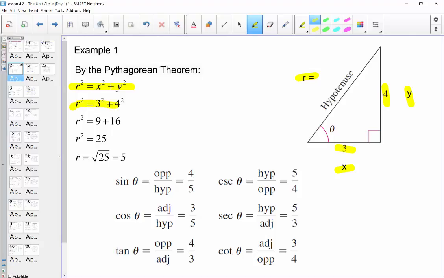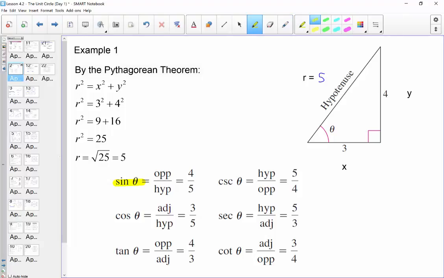So if we substitute in 3 for x and 4 for y, we get r squared equals 3 squared plus 4 squared. That's r squared equals 9 plus 16, which adds to 25. Now in order to find r, we need to take the square root of each side. So we get r equals 5. So the hypotenuse is 5. Now we know all three sides of the triangle, we can find the six trigonometric functions.